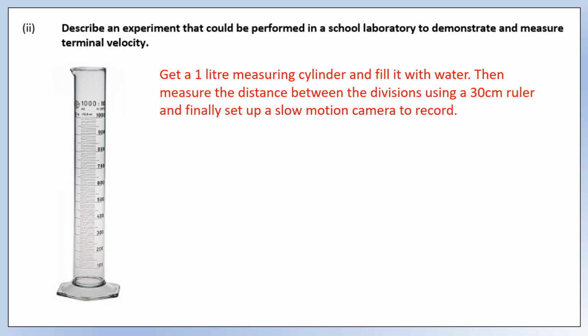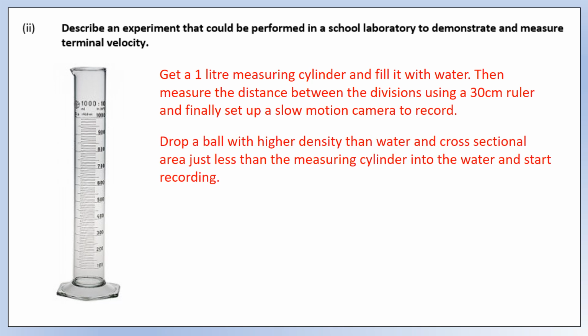First of all, we're going to measure the distance between the divisions. We're going to use the divisions as a reference frame for distance, but we need to know how long that is. And finally, we're going to want to watch the motion over a period of time, so I'm going to use a slow motion camera like most of you will have on your smartphones. Okay, so we've got our setup.